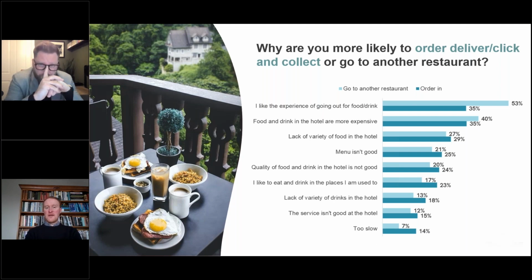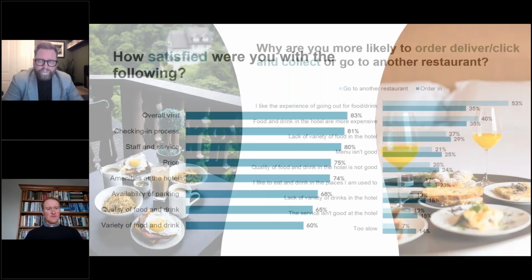A couple of the reasons that come up towards the top are the perception of the food and drink being expensive in the hotel, and lack of variety of food in the hotel. So I think there's opportunity here for hotel operators to capture that demand that clearly exists for food. If you're staying overnight, you need to eat somewhere. If you look further down the list, we've got a menu not being good enough, and the quality of food and drink in the hotel not being good. So it feels like there's an area for improvement here collectively across hotels. Clearly, not all hotels will be in that bucket.